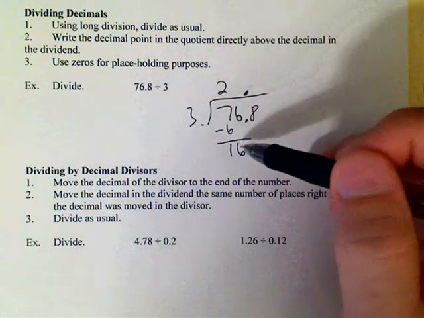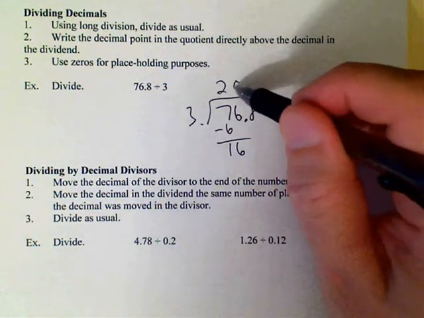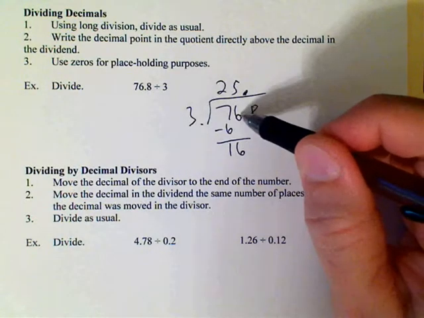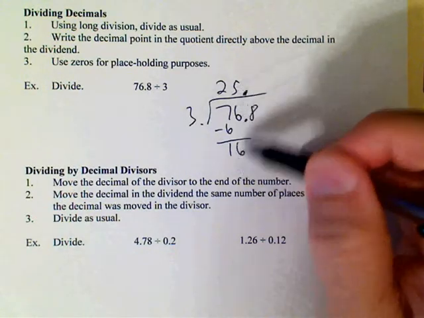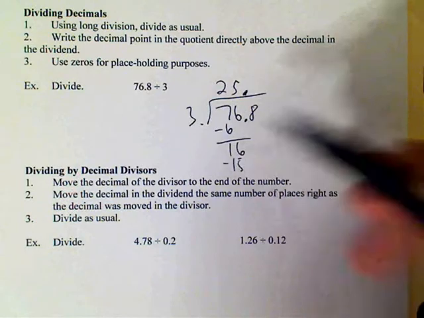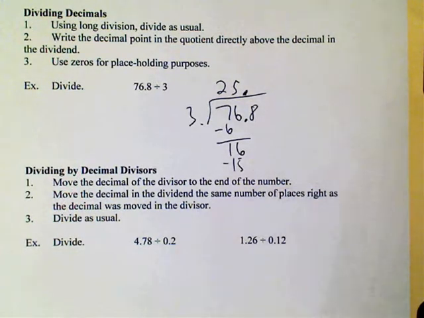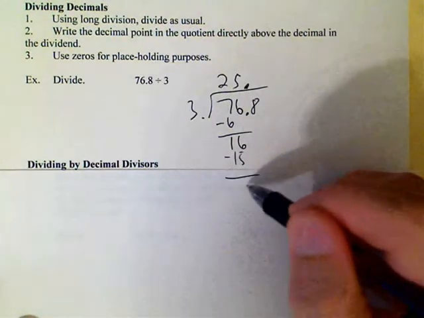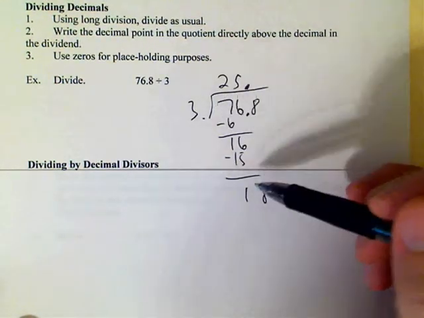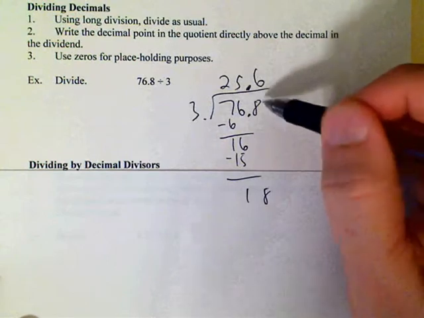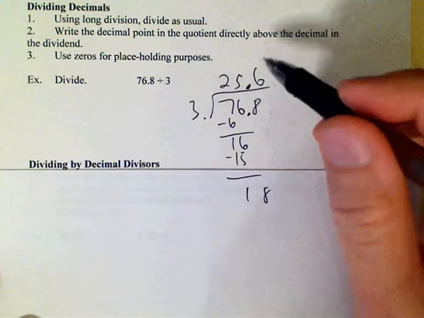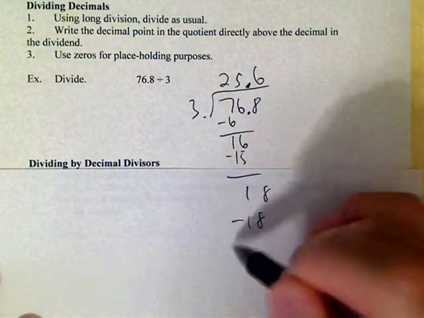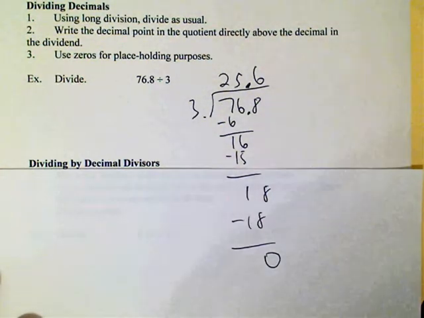3 goes into 16 5 times. Notice I considered 16. The last digit that was considered was the 6. So I put the answer right above that 6. 5 times 3 is 15. Subtract, and you're going to get 1. Bring down the 8. 3 goes into 18 6 times. Notice once again I put the answer right above that 8. Everything's lined up. It's very important with decimals. 6 times 3 is 18. Subtract, you get 0, and we are done.